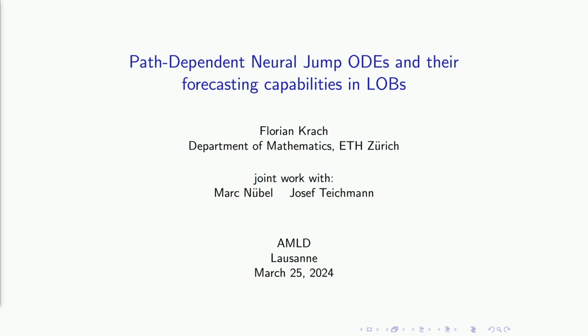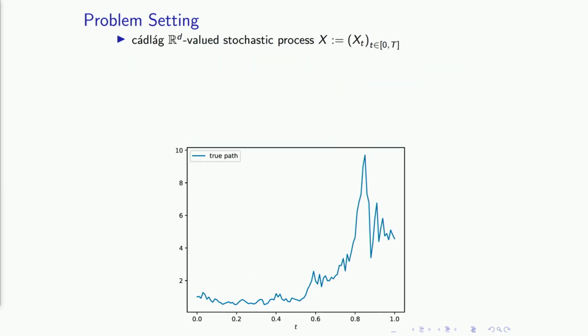I'm Florian. I present joint work with Mark Nübel, who was a master student, and with Josef Deichmann, who is my PhD supervisor. And I'm speaking about path-dependent neural jump ODEs and their application to limit order books. So let me start with the problem setting, which is a relatively general setting.